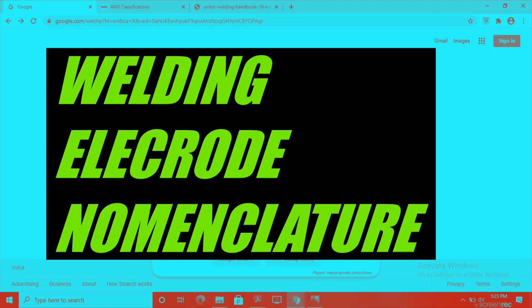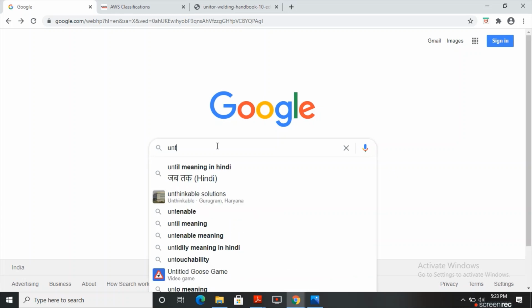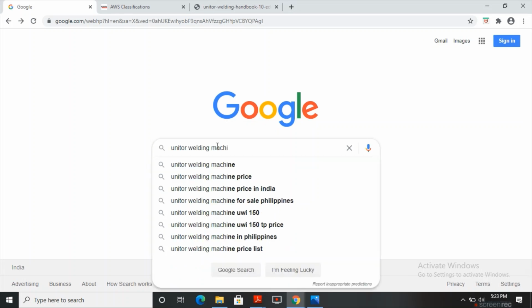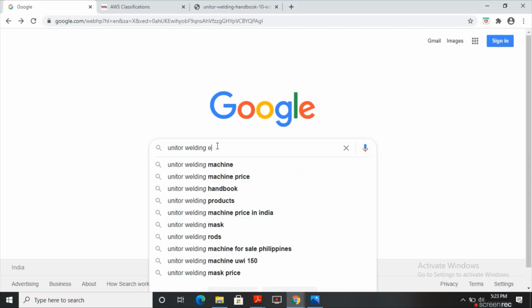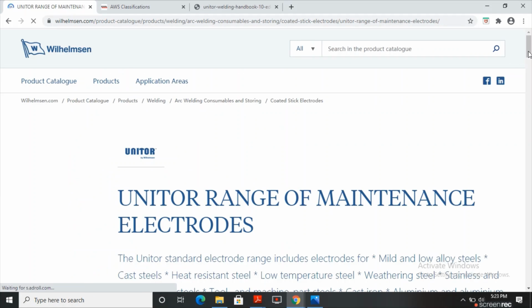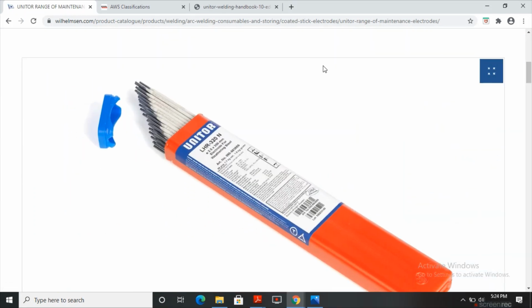Today we are here to discuss the nomenclature of the welding electrode which we use on ships. For example, we are using the welding electrode of Unitor. So let's take the example of the Unitor welding electrode nomenclature. This is the Unitor welding electrode example which we are normally using on board ships.